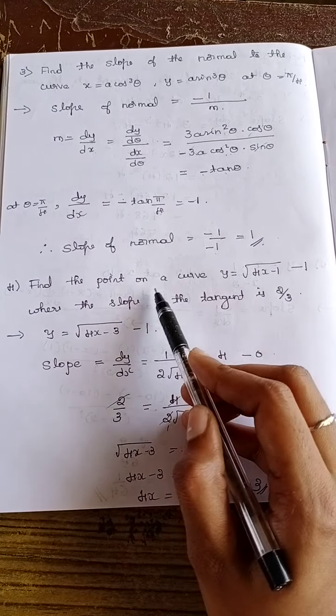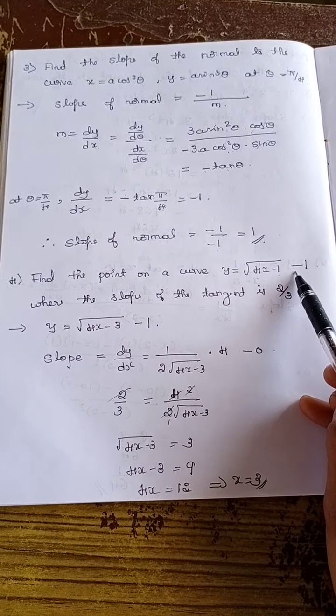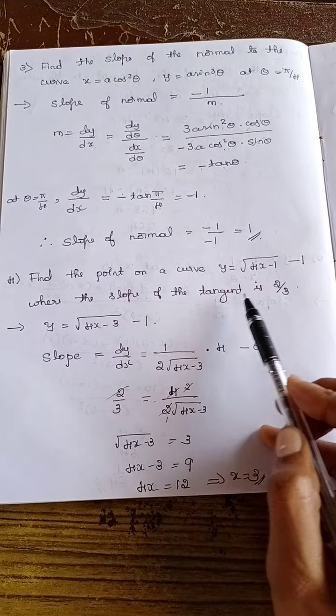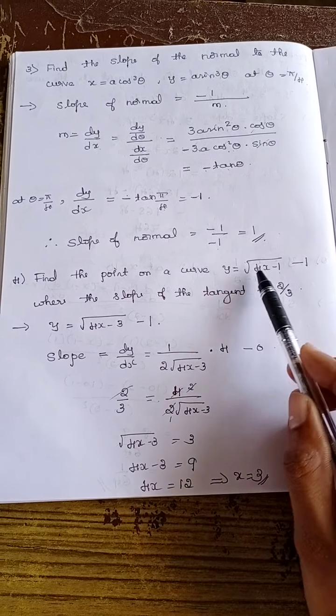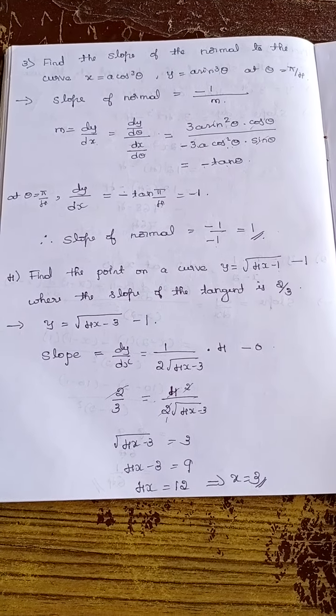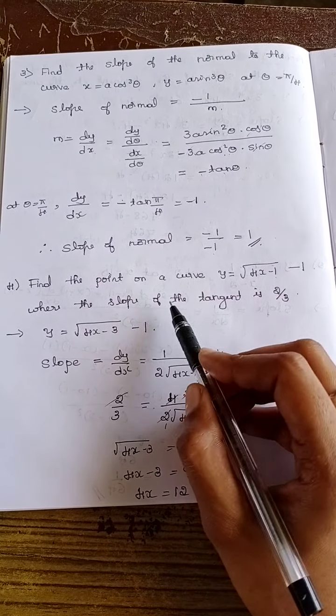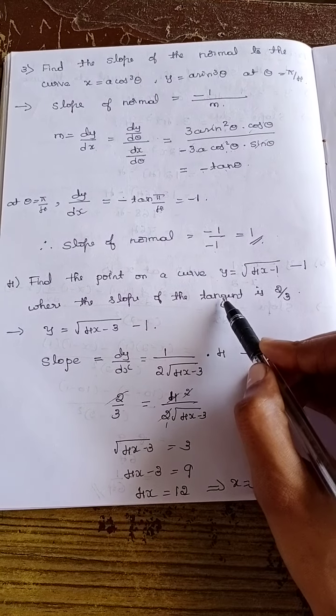Find the point on the curve y is equal to square root of 4x minus 3 where the slope of the tangent is 2 by 3. The slope of the tangent, that is the m value, is given: m is equal to 2 by 3. We have to find a point on the curve. The slope of the tangent formula we know is dy by dx.